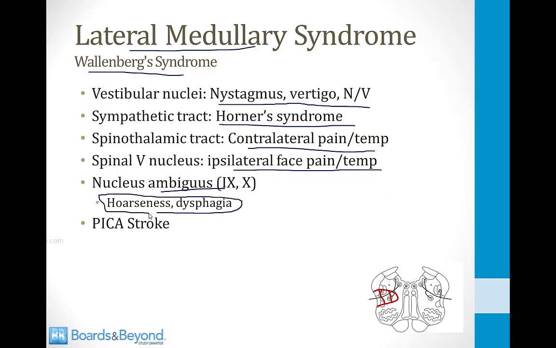And the lateral medullary syndrome can look a lot like the lateral pontine syndrome, so this presence of hoarseness and dysphagia really helps, because that lets you know you're in the medulla and that you're losing the vagus nerve. And this can be caused by a PICA stroke.